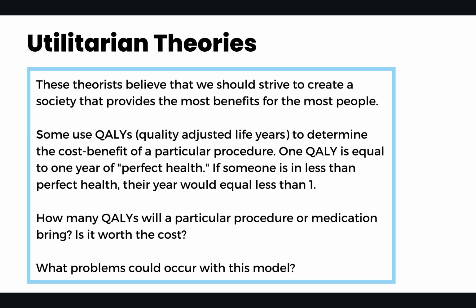And one QALY is equal to 1 year of perfect health. So if someone is in less than perfect health, their year would equal less than 1. And the problem with this is that people who have disabilities, it's considered that their years are less than perfect, and so a year of their life would be equal to less than 1. That really presents a problem when it comes to equity, because we are treating people with disabilities as if, literally, the years of their life mean less than someone who does not have a disability.